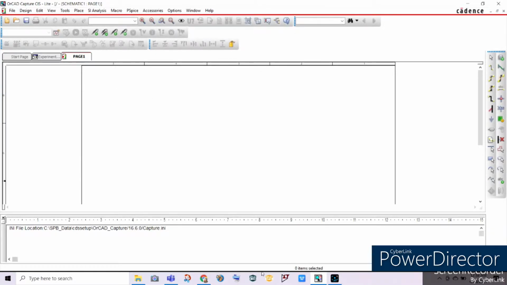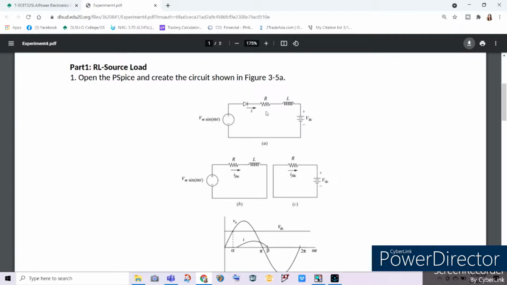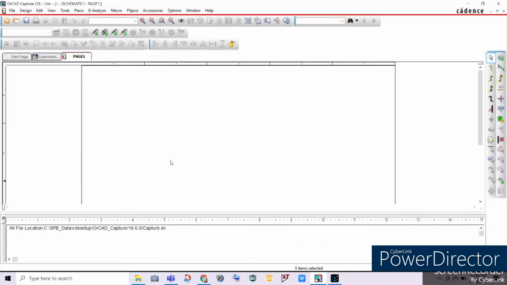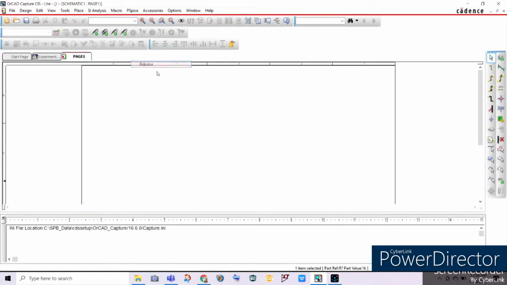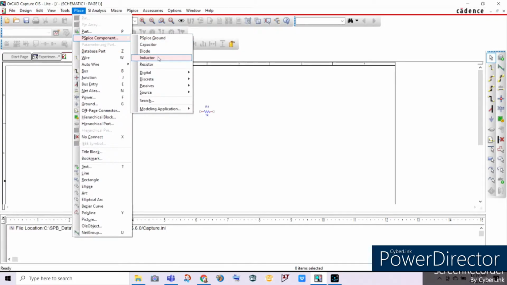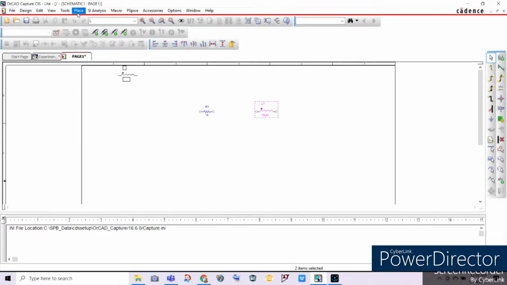So let's construct our circuit as shown in this procedure. We will be needing a resistor, an inductor, and a voltage source. Let's go back to our Pspice. In this part, we have to place a part and search for our resistor. Let's place a resistor here, and then we will be needing an inductor. Let's place an inductor here in series with our resistor, and then we will be needing a diode. Of course, we also need an AC source.